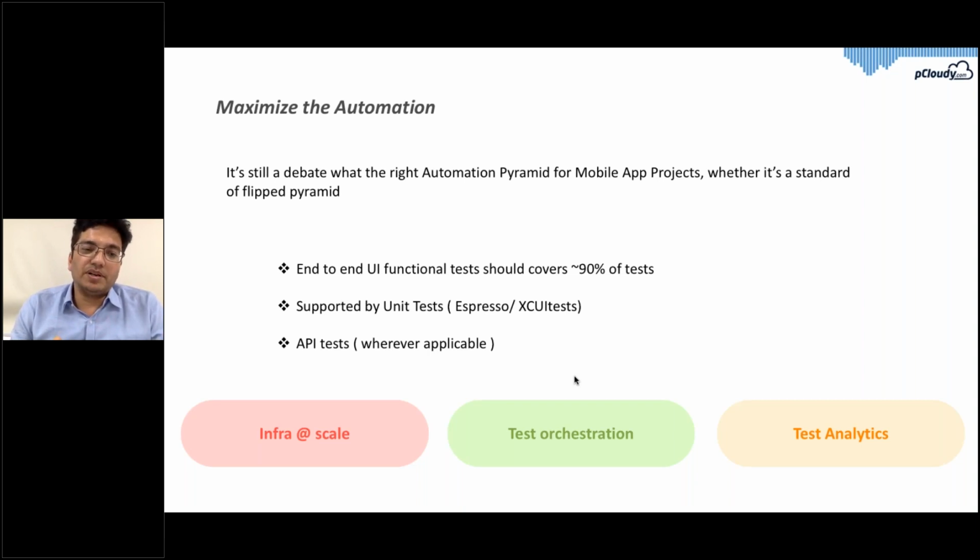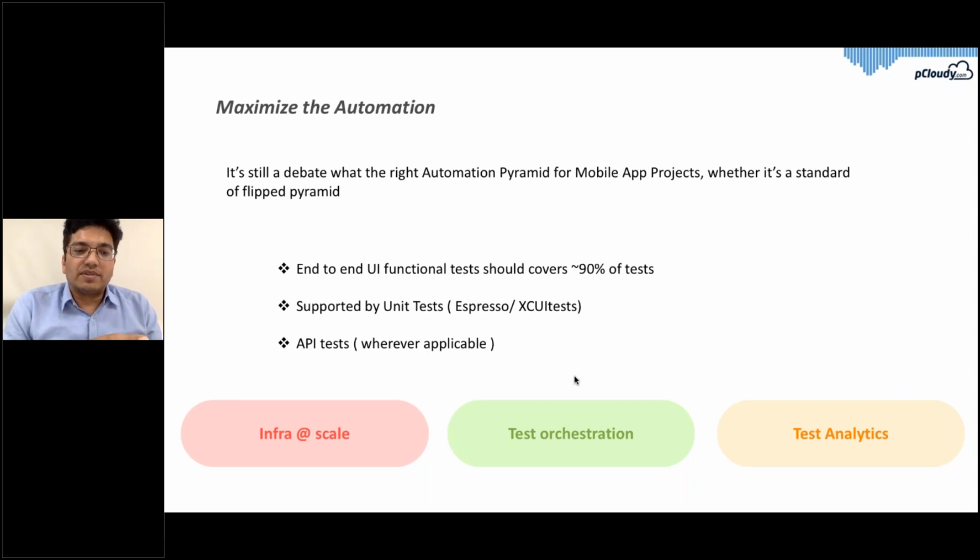So in the midway stage, we saw end-to-end UI functional tests somewhere around 70%. That has to increase to 90-95%. It has to be supported by unit tests using tools like Espresso or XCUITest, which can be used in stages like coding or branch merging, etc. And then API tests wherever applicable. So by combining these three things, we can run the relevant tests at different stages, and that will help us achieve the continuous testing stage.